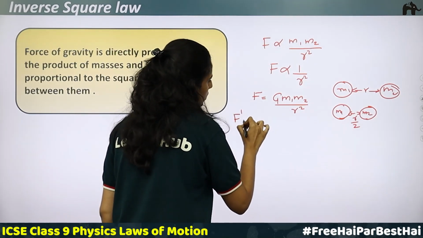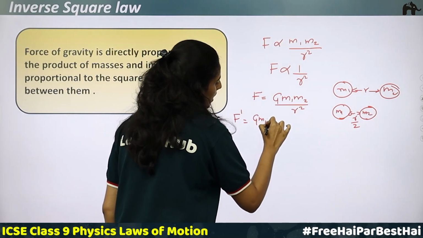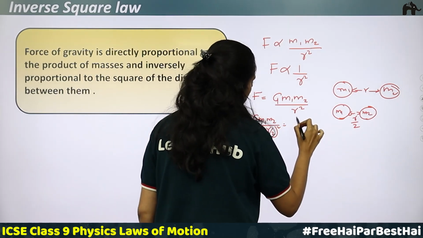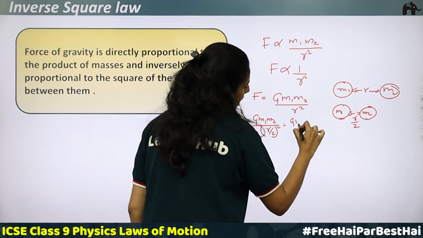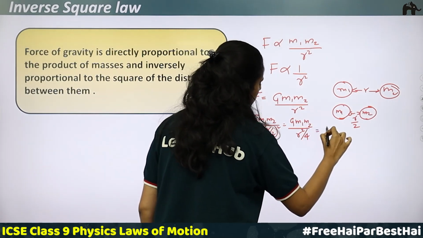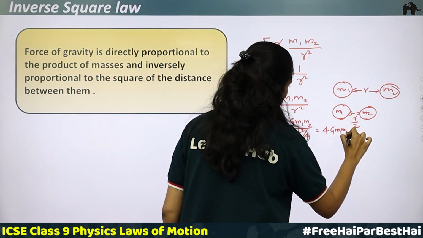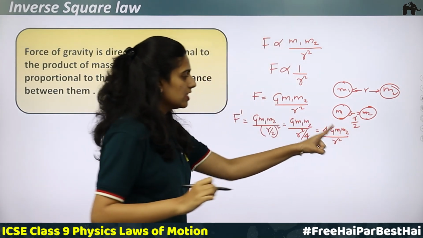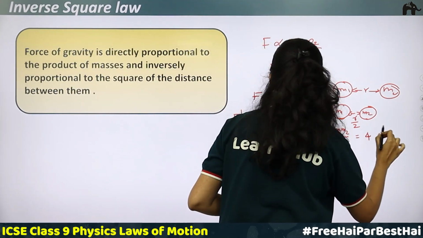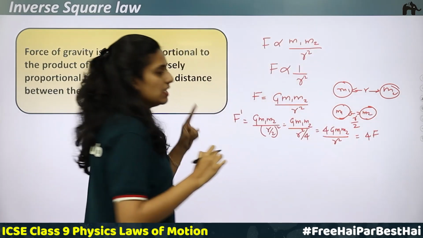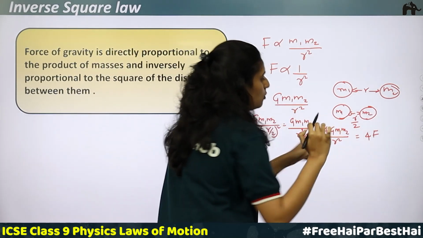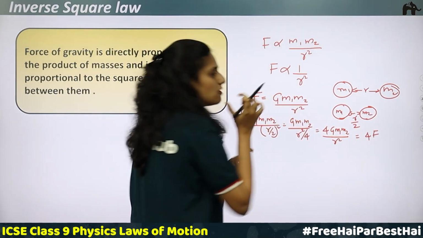New force F dash will be equal to G m1 m2 divided by (r by 2) whole square, equal to G m1 m2 divided by r square by 4, equal to 4 G m1 m2 divided by r square. We have G m1 m2 divided by r square equal to force F, that is 4 into F, which means the new force when the distance of separation is halved will be equal to 4 times the actual force when the distance of separation is r.